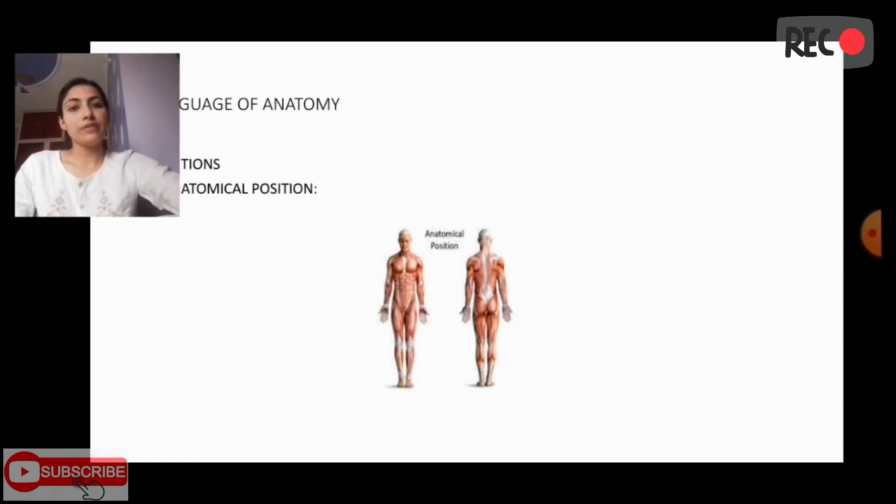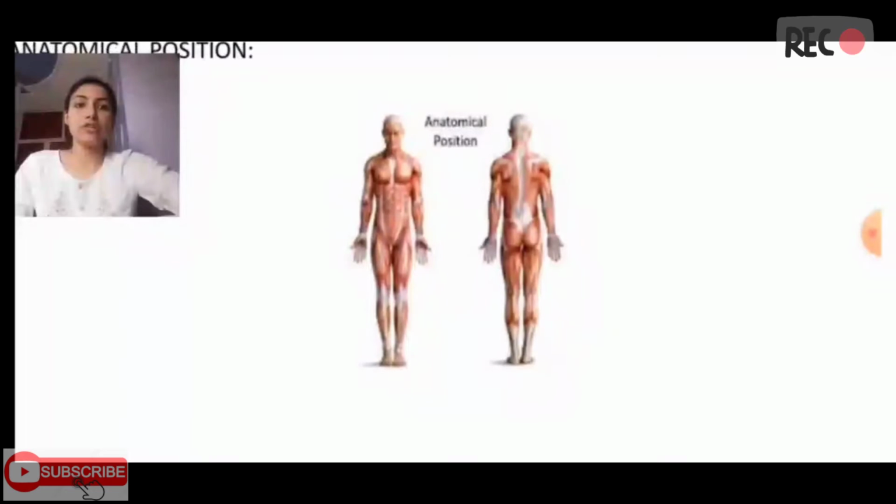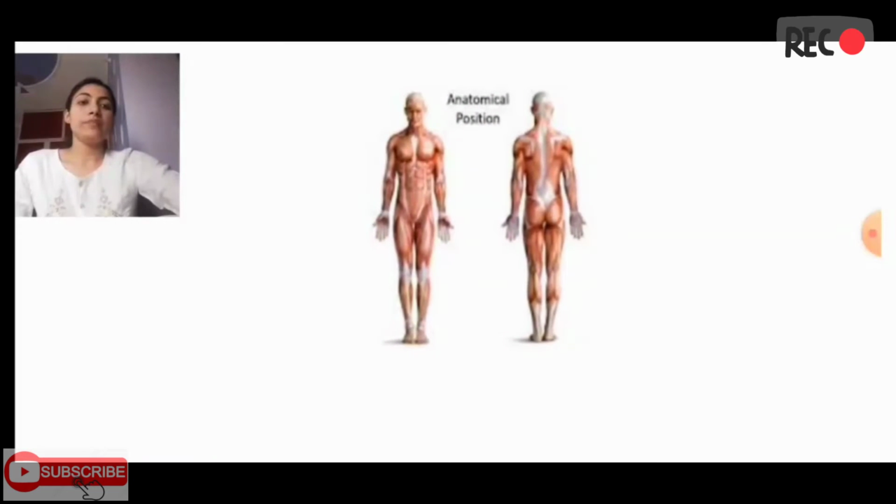Number one is the anatomical position. First we will read the definition of the anatomical position. We are able to see in this diagram that this person is standing straight, his eyes are facing forward, his palms are facing forward, and his feet are together. So this position is termed the anatomical position.